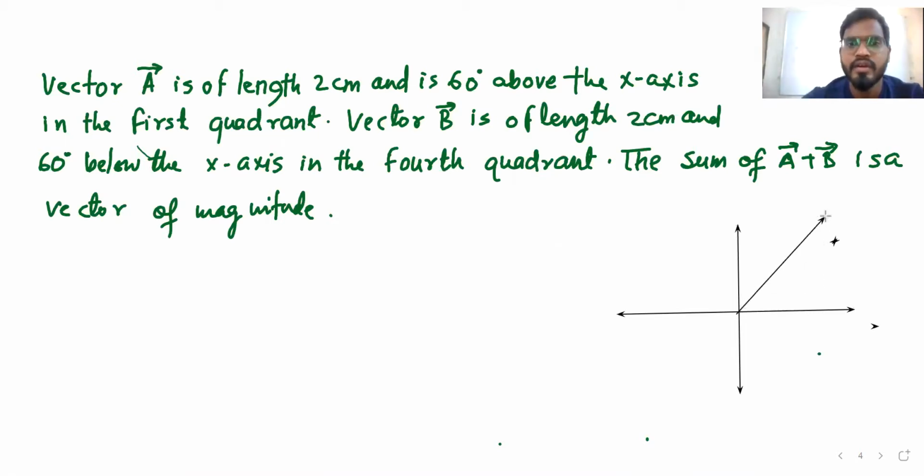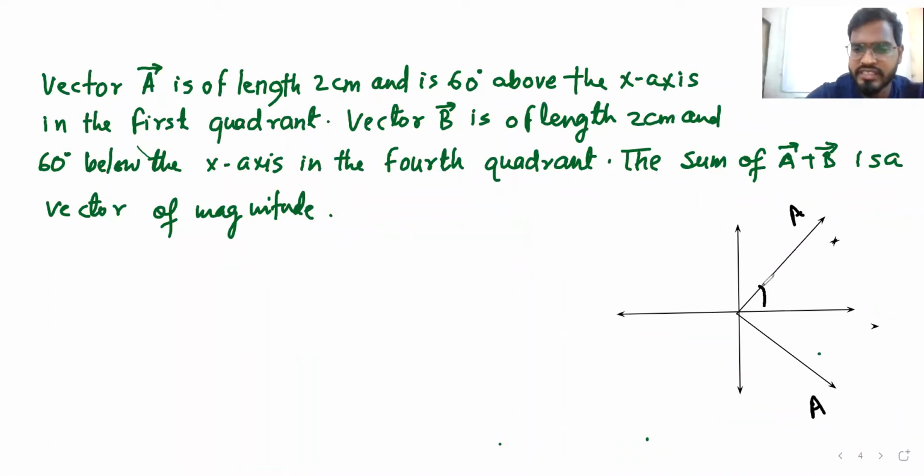Above the x-axis, in the first quadrant, where vector B is of length 2 centimeter, below the x-axis, 60 degree in the fourth quadrant. The sum of A and B is a vector of magnitude. Okay, so we can say vector B is going to be somewhere here. So now, guys, this is vector A and this is vector B.